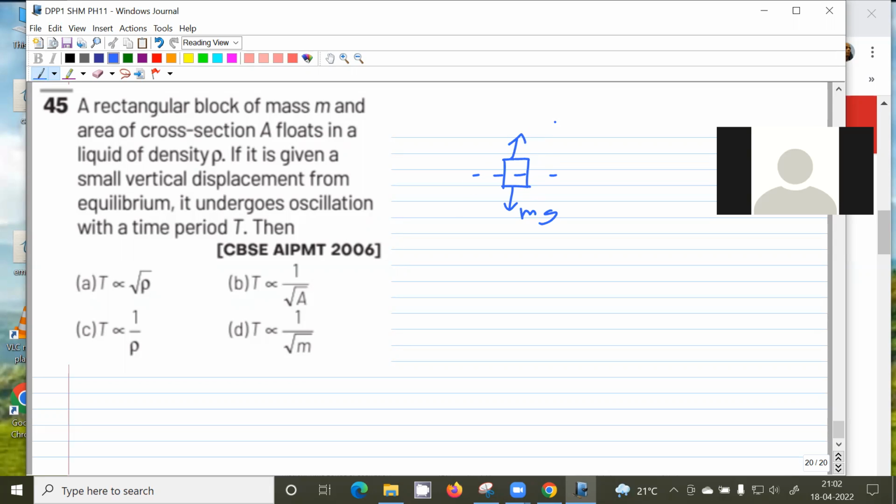What is the upward force? Thrust. Buoyancy force, right? It is the weight of the liquid displaced. So let this height be x, because it's going to change. The height gives the volume of the liquid, that is area of cross section into x. That volume into the density of the liquid, into g, the weight of the liquid, is the buoyancy force.